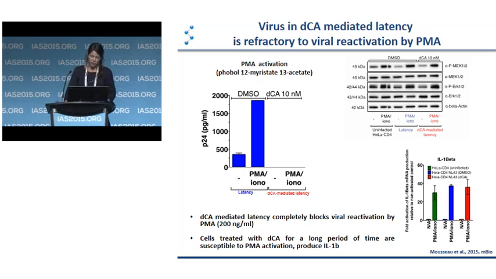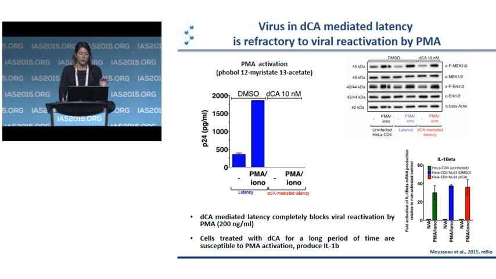So this was done in collaboration with Nicolas Chomont and Lydie Trautmann. We took CD4 T cells from patients, and the selection criterion for these patients was the following: when the CD4 cells were placed in culture, there was absolutely no detectable viremia, as you can see by "not detected" on each graph.